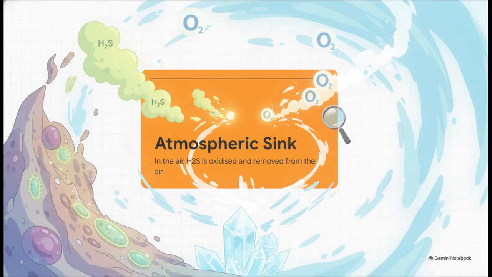Now, here is the crucial point. It doesn't just build up in the air forever. The atmosphere actually acts as a natural sink where the gas is actively oxidized and safely cleared away. So despite all those organic, mineral, and bacterial sources constantly pumping H2S into our environment, natural chemical reactions with oxygen in the air continuously scrub it right out of the atmosphere. And it's exactly this delicate, ongoing process of oxidation that keeps the background concentration at that incredibly low 0.0002 parts per million we talked about earlier.